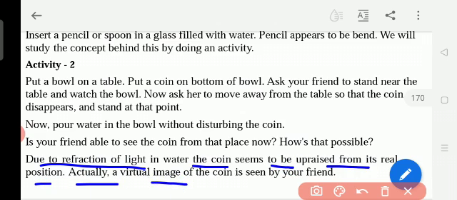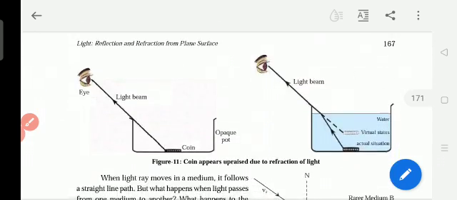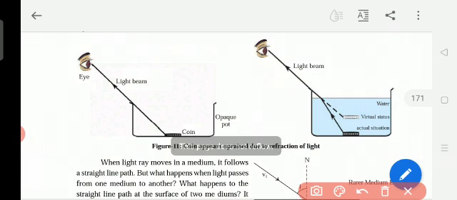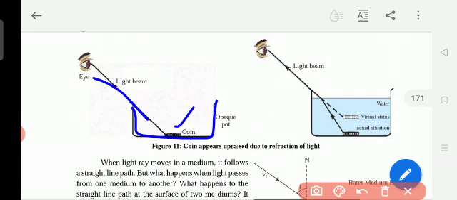Actually, a virtual image of the coin is seen by your friend. So what are the virtual image and the actual image? We will see now. Why are all these things happening? For example, in the bowl we put the coin and we are seeing from here. A beam of light is passing.